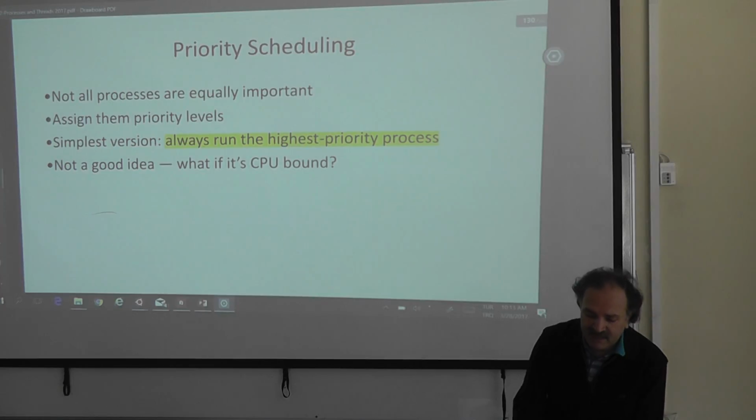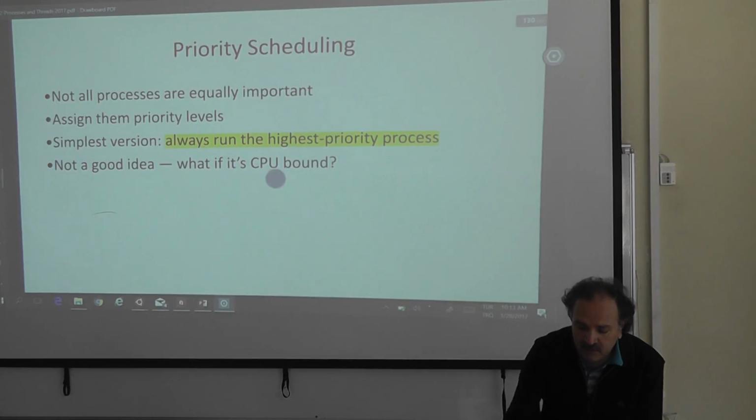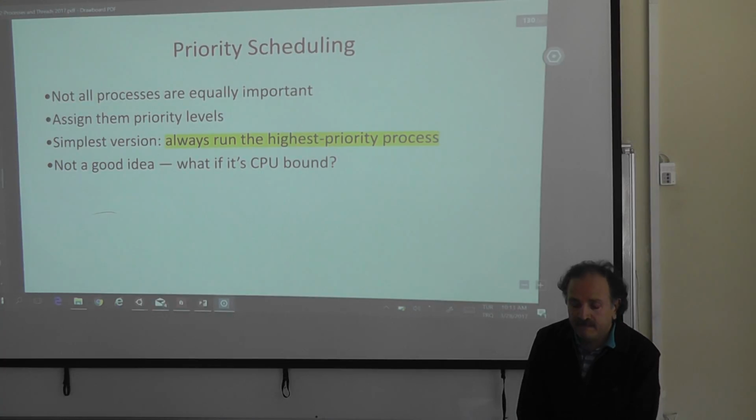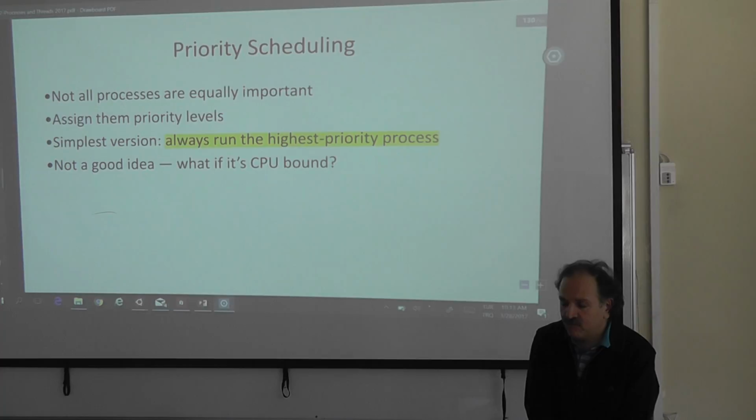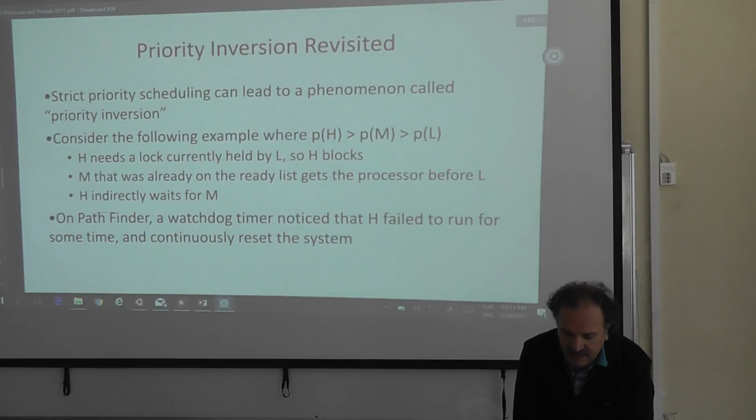What is the problem? The problem is this: if the highest priority process is CPU bound, if it is using the CPU all the time, that means that it will keep running all the time, and you will never run your low priority processes. In that case, those processes will starve. You will never run them. That's not a good thing. So the simplest version of priority scheduling does not work very well. So we need to modify this a little bit.